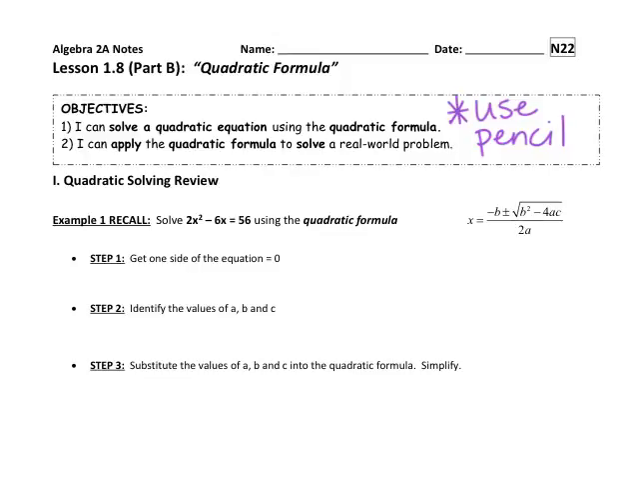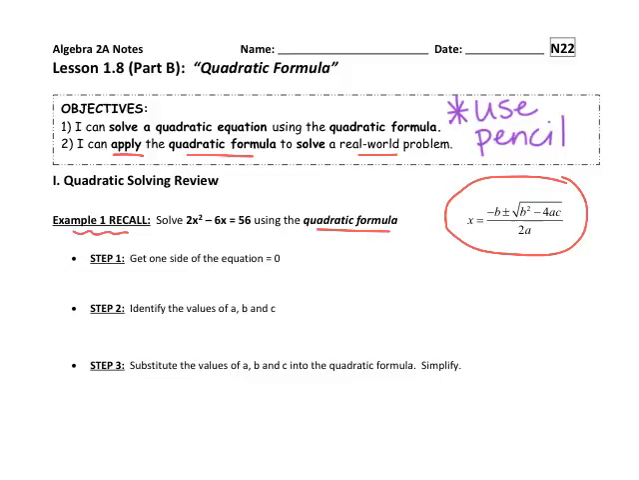In part B of lesson 1.8, we're going to be using the quadratic formula again, and you're going to be able to solve a quadratic equation using that formula, and you're also going to be able to apply the quadratic formula to solve a real-world problem. Let's get started by taking a look at example 1, which is just a recall that we can use the quadratic formula type problem.